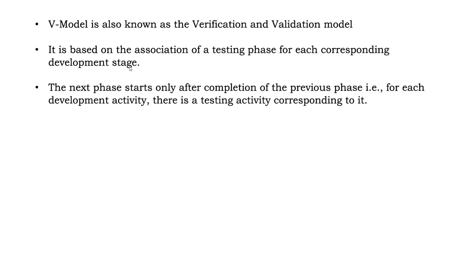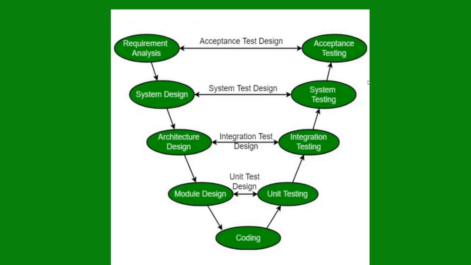The next phase starts only after completion of the previous phase. That is, for each development activity, there is a testing activity corresponding to it. Only after the completion of the previous phase will the next phase be taken up, and the next step also involves development as well as testing in parallel. So let's understand clearly how the verification and validation model, or V model, looks.